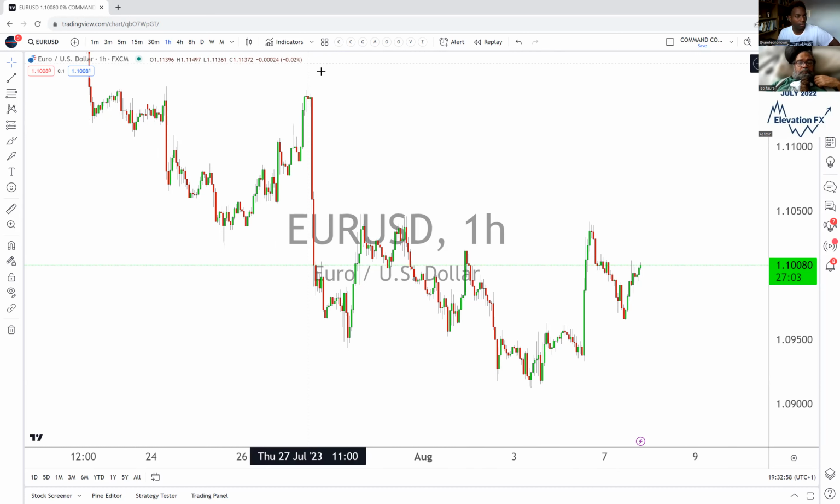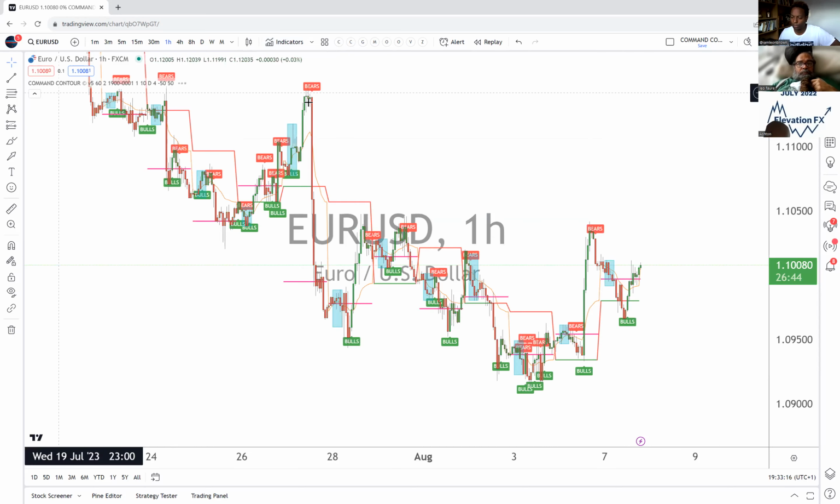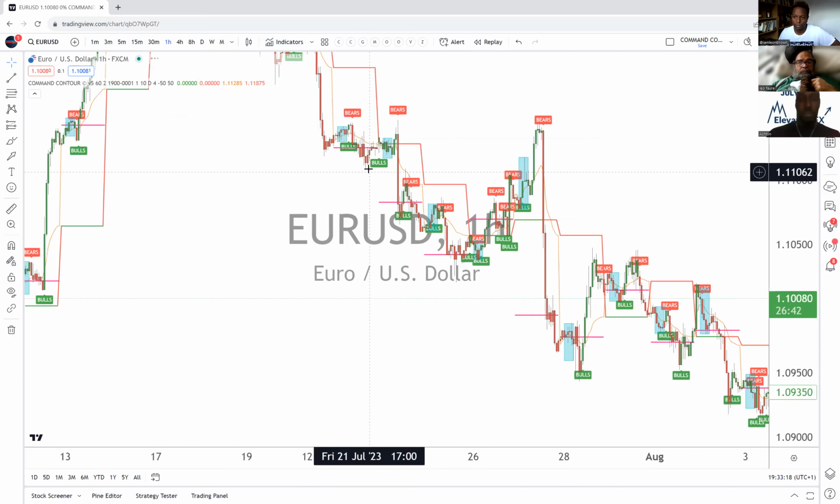So if you want to load your command contour tool, you go to indicators, you go to invite only scripts. Only people who are invited to this script will be able to get in, or if you have a purchased subscription, you'll be able to get in. Click on command contour tool, and then you'll see some lines populate here.